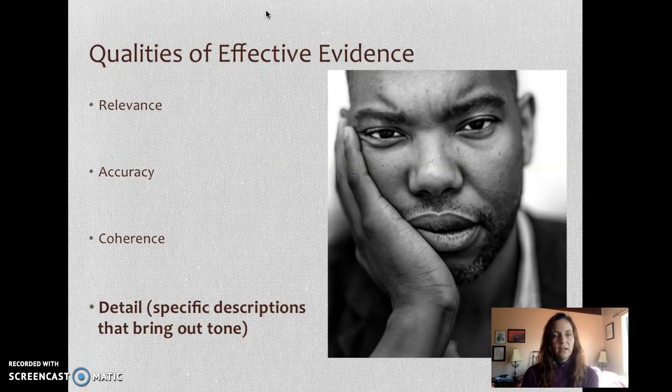So the quality of the evidence you choose is really important. The next author that we're going to be reading is Ta-Nehisi Coates, and he's really good at detailed evidence. And so we're going to talk about detail and how much of a difference that makes on the reader when they are reading your essay and trying to understand your point when they didn't experience that thing that you did. So it's really important you give enough detail. These other areas, relevance, accuracy, and coherence, are all important too, and we're going to talk about each of those throughout the quarter, okay? But first we're just talking about detail.